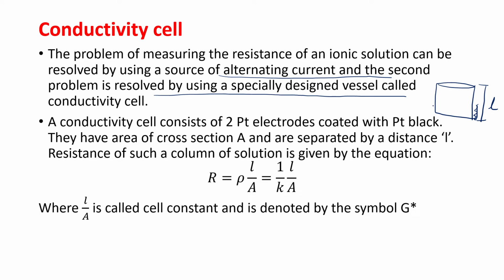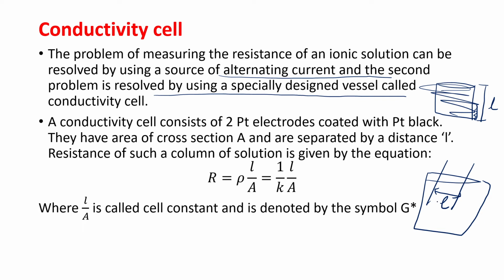So basically, in a conductivity cell there are two electrodes, and the distance between those electrodes is defined, that is L. The resistance of the column is given by the equation R equals rho L over A, where rho could also be written as 1 by kappa, that is conductivity, times L over A. L over A is called the cell constant, and it is denoted by the symbol G star, or you can also write it as capital K. There are different notations people use. Some people write it as capital K, or someone could write it as G star.